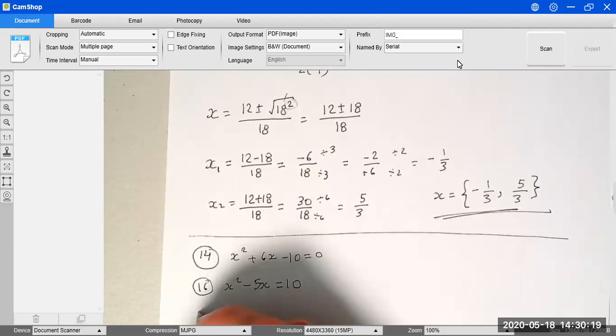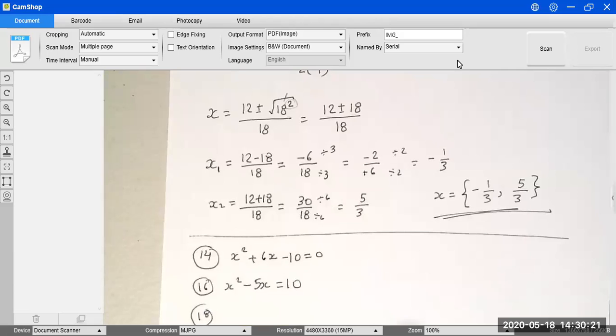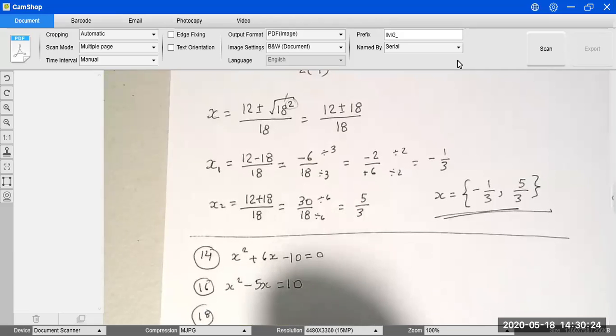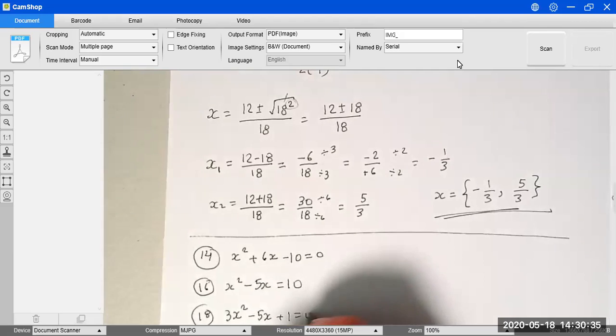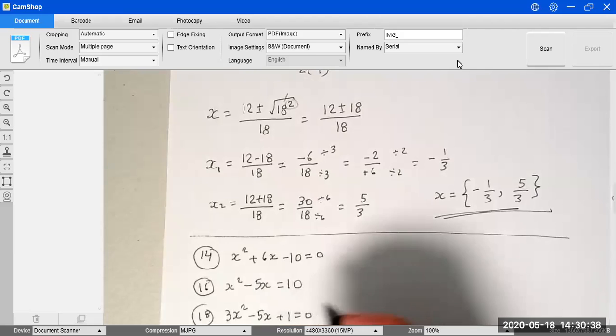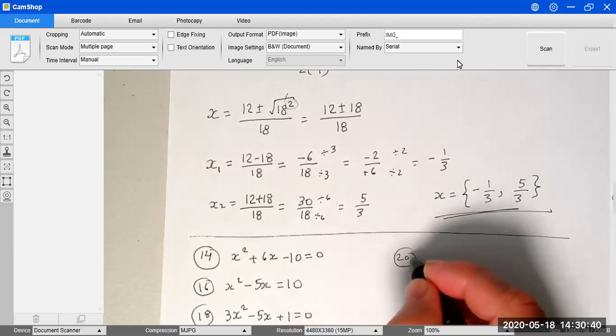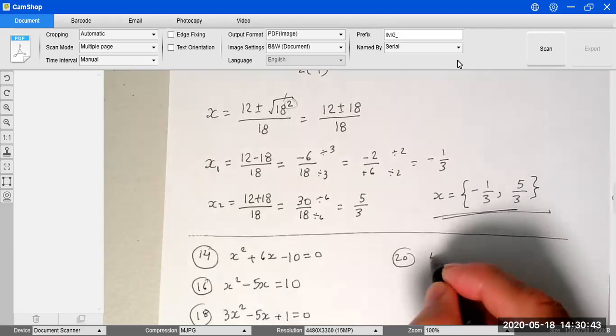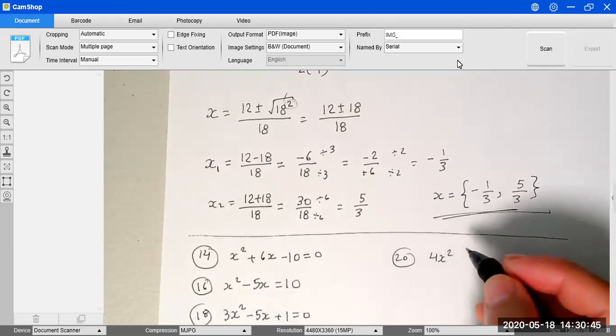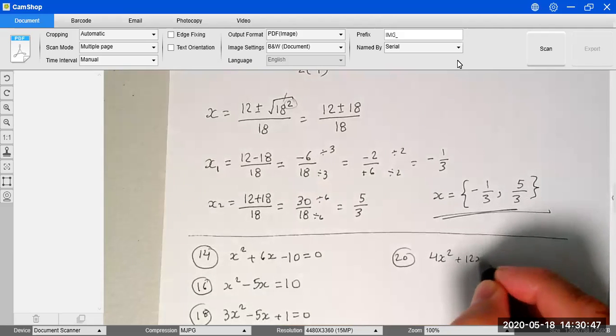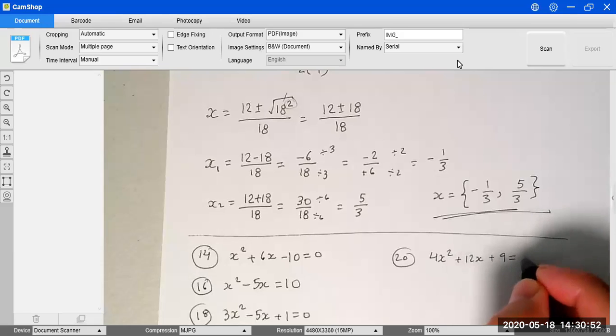Problem 18 is 3x squared minus 5x plus 1 equal to 0. Problem 20 is 4x squared plus 12x plus 9 equal to 0.